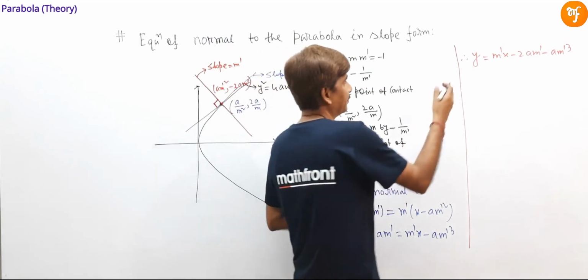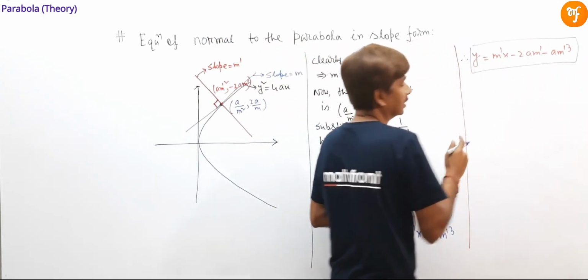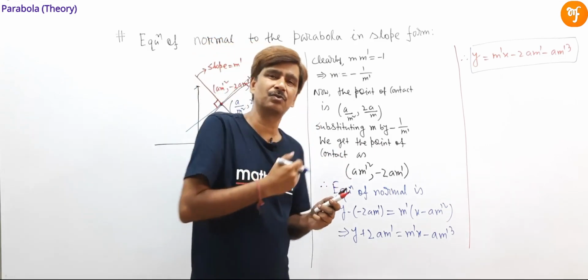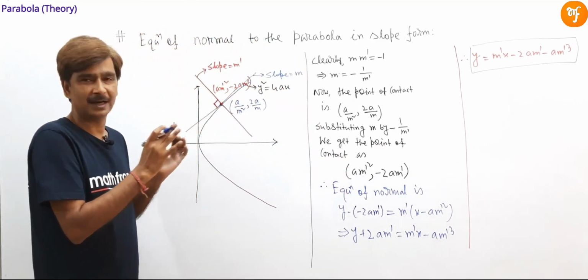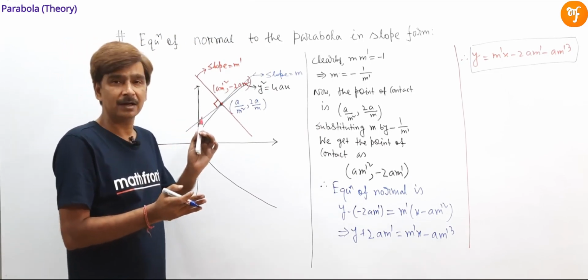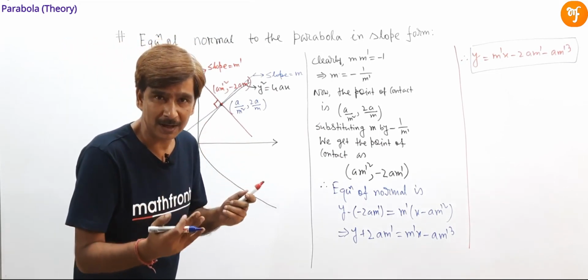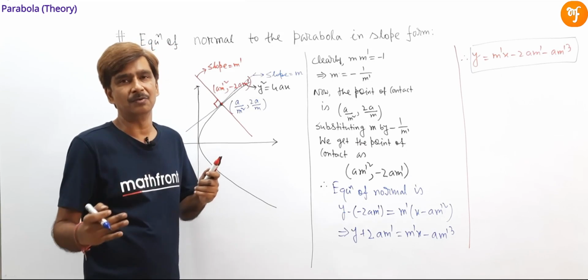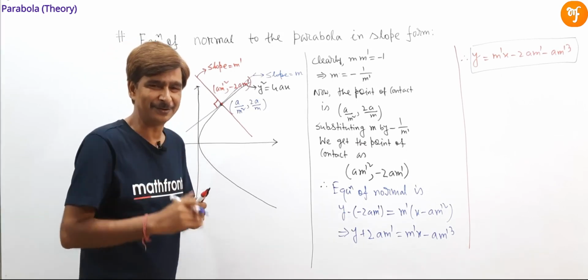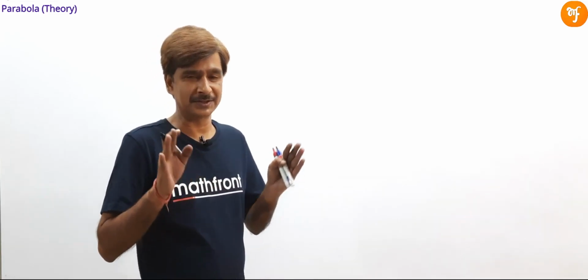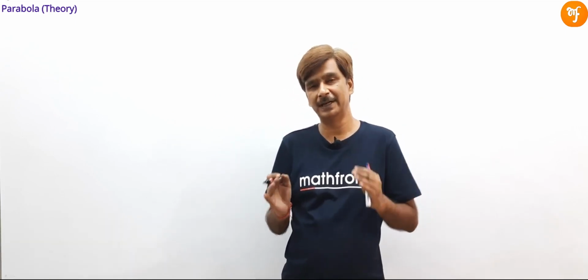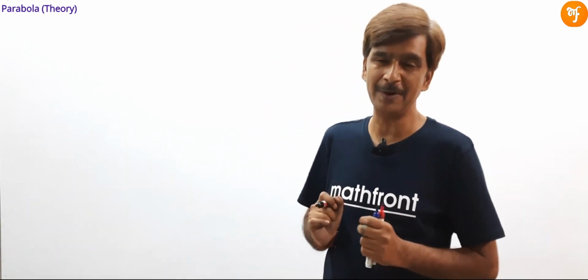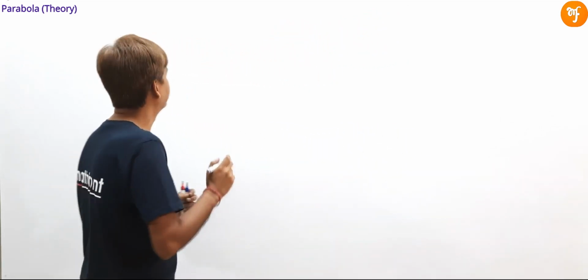Okay, and the point of contact will be what? A m dash square comma minus twice a m dash. Understand? Clear? Now we are discussing the equation of normal in point of contact form. That is, if the point of contact is x1, y1, then what will be the equation of normal? Let's look. So now we are discussing the equation of normal to the parabola in point of contact form, that is, if the point of contact is x1, y1. Okay, so look how to find the equation of the normal in point of contact form.